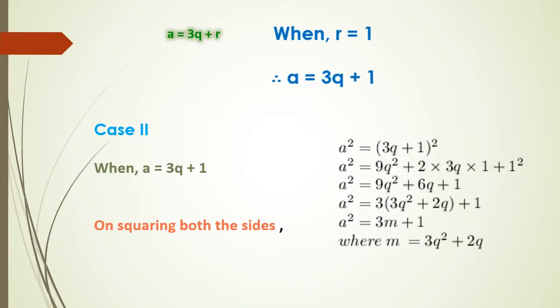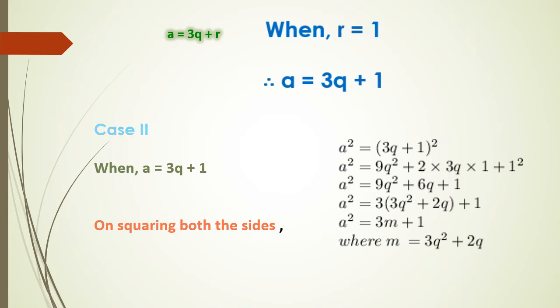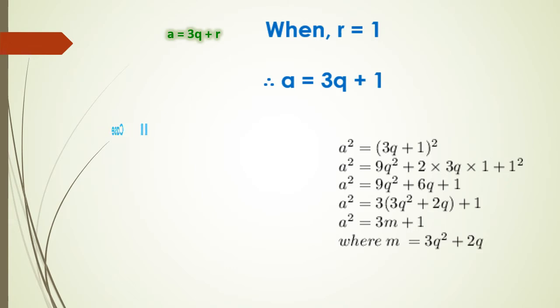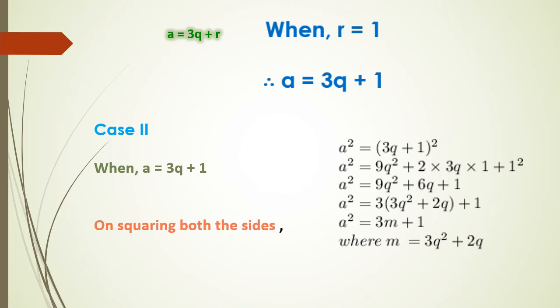Now the second step we are using: here we're going to use r is equal to 1. So a is equal to 3q plus r according to Euclid's division lemma. Now when r is equal to 1, in the place of r you are going to write 1. Therefore a is equal to 3q plus 1. Now case 2 begins. When a is equal to 3q plus 1, on squaring both sides, this step is compulsory. You write a squared is equal to 3q plus 1 whole squared.